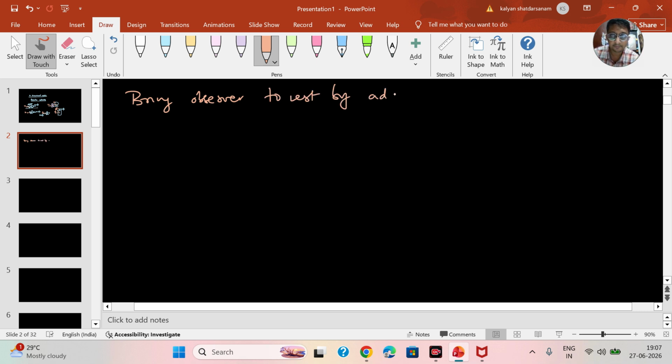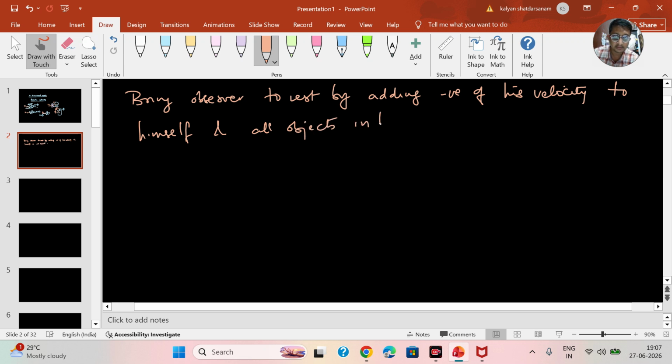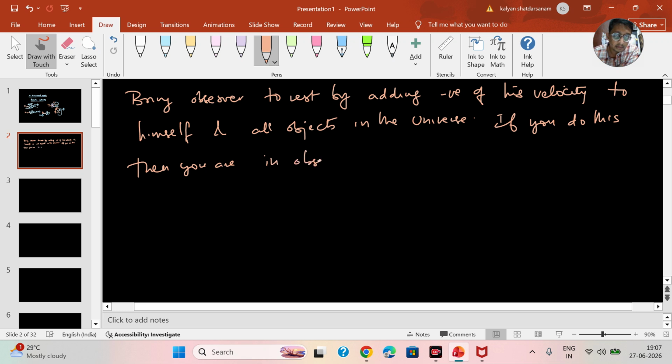by adding negative of his velocity to himself and all objects in the universe. If you do this, then you are in the observer's frame. That is the first point.